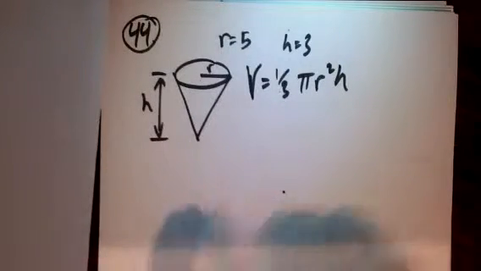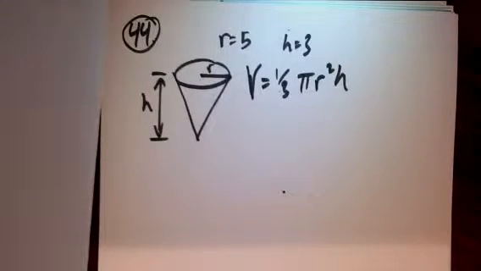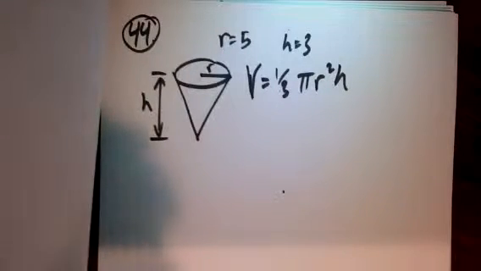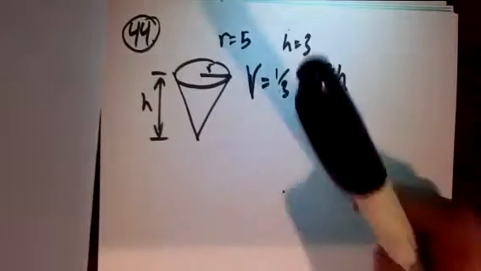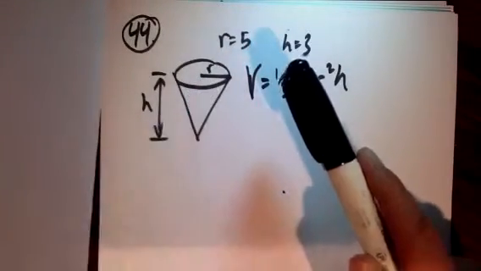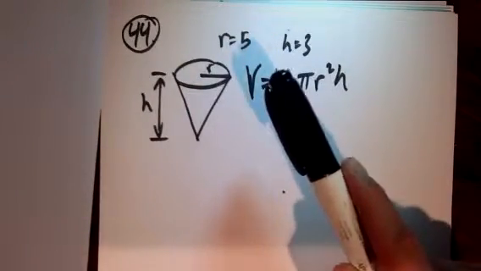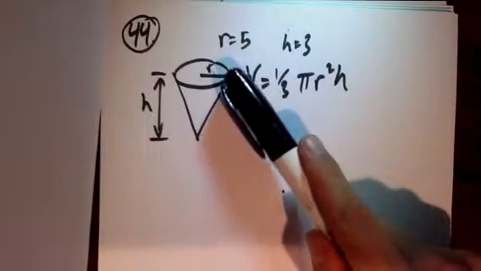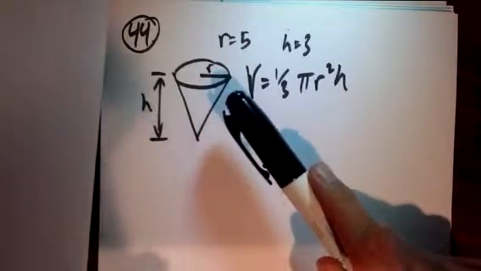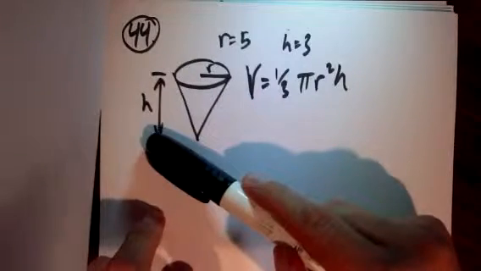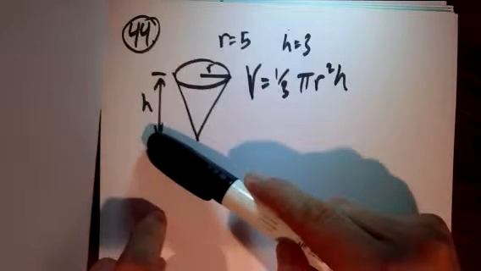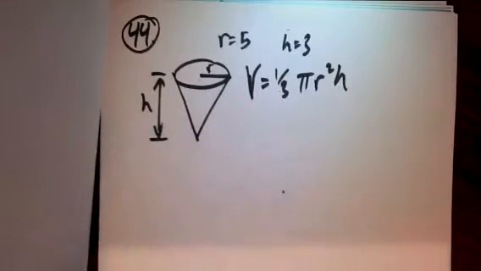This is the solution to problem 44 on the Math Level 2 practice exam. You have a right circular cone, which is basically like an ice cream cone. The radius is 5 meters, so that's the circle part, the typical radius, same as a circle. And the height is 3 meters. Okay. The radius of a cross-section parallel to the base.